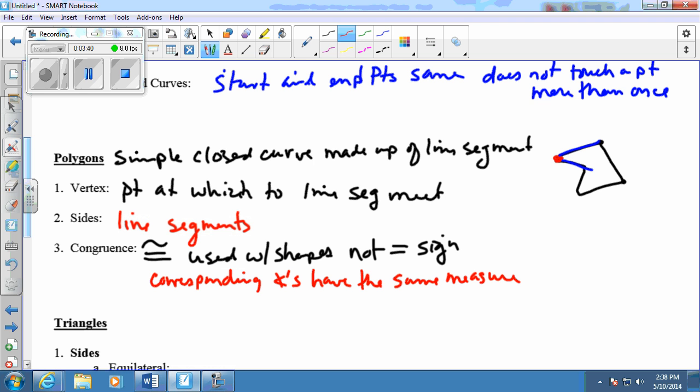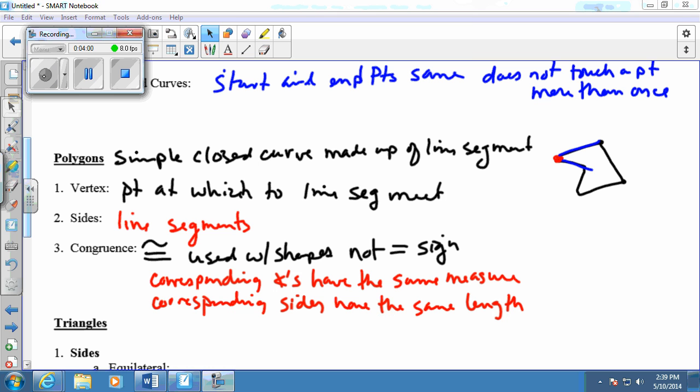And corresponding sides have the same length. So there's two parts. One deals with angles and one's dealing with sides. And in both cases, they're going to be the same. We measure sides with the length and the angle with a protractor. We'll talk more about this idea of congruence later on when we deal with shapes.